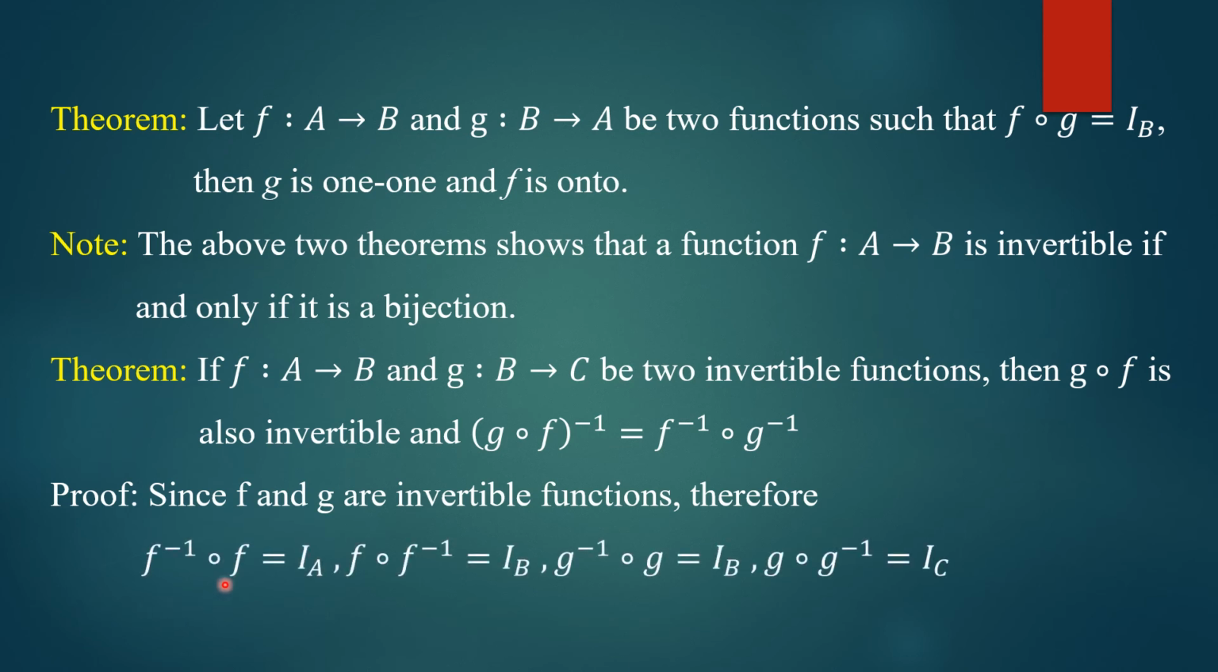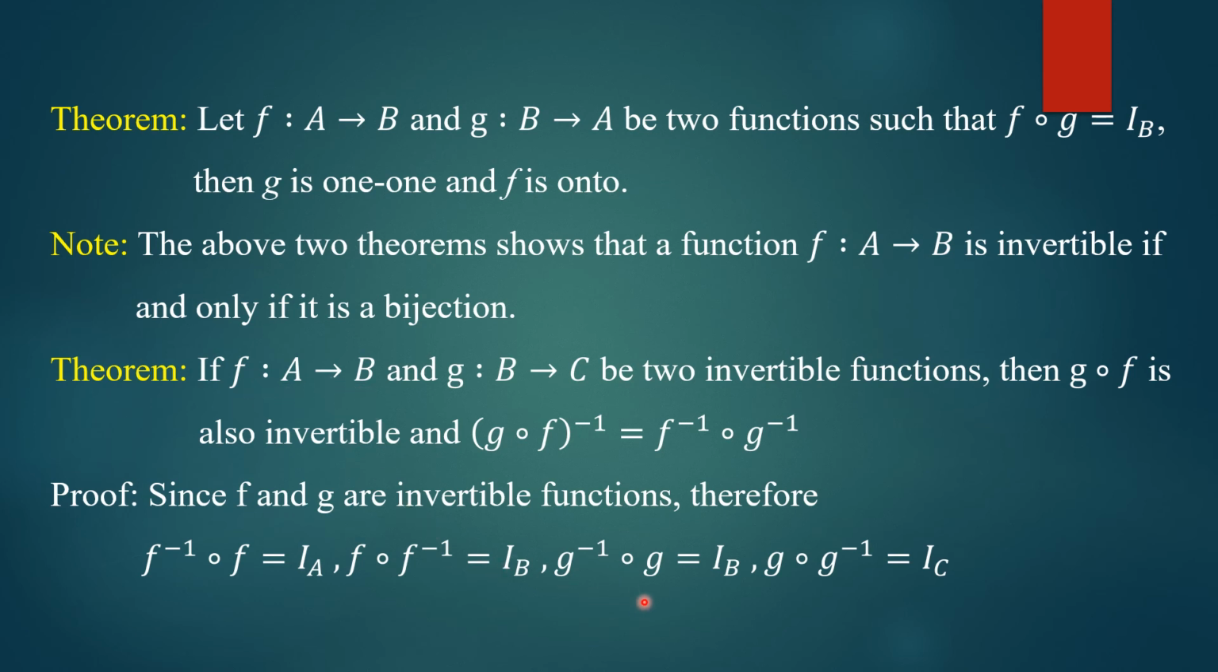So f inverse of f is identity, but what is the suffix? Suffix will be the domain of f. F's domain is a, so IA. F inverse of f, this will be identity, but what is the domain of f inverse? F inverse's domain will be b, because the direction is opposite, so IB.